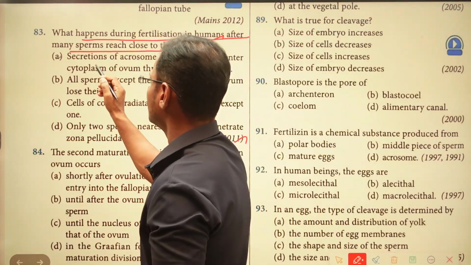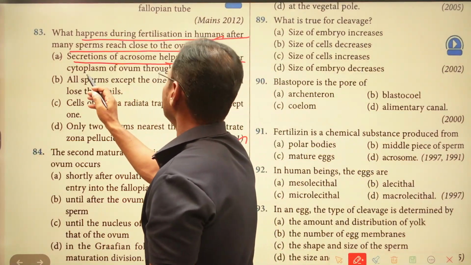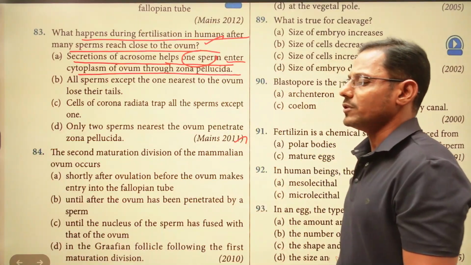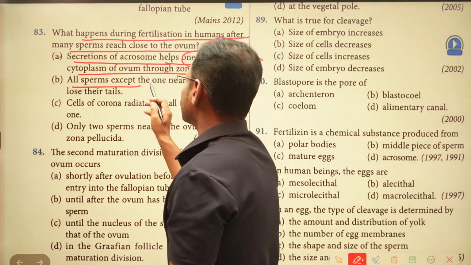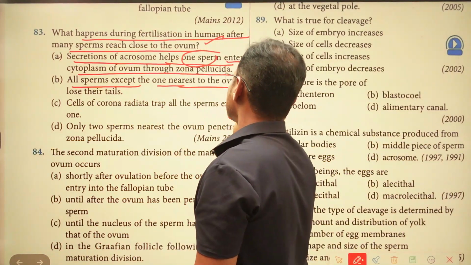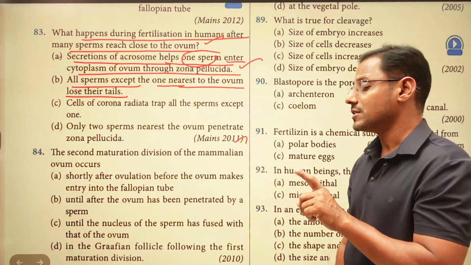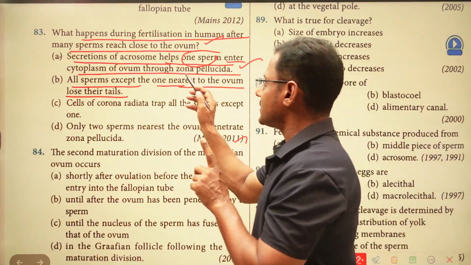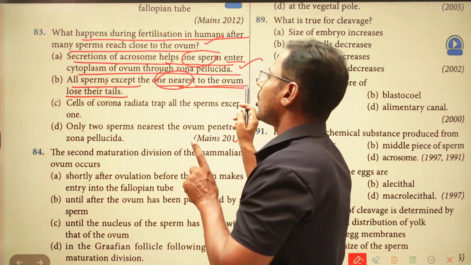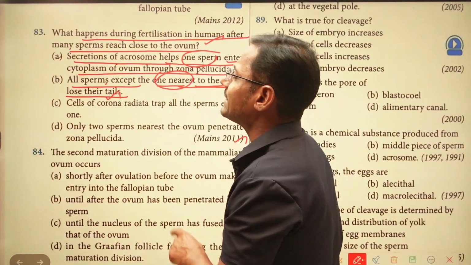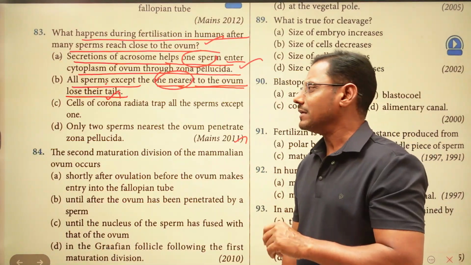Right, let us see the options here. Secretions of acrosome help one sperm enter the cytoplasm of the ovum through the zona pellucida. This particular option looks right. All sperms except the one nearest to the ovum lose their tails. He is not saying it enters into the ovum. Here the examiner is saying all the sperms except the one nearest to the ovum lose their tails, but all the sperms are not going to lose their tails. This is also not the right answer.